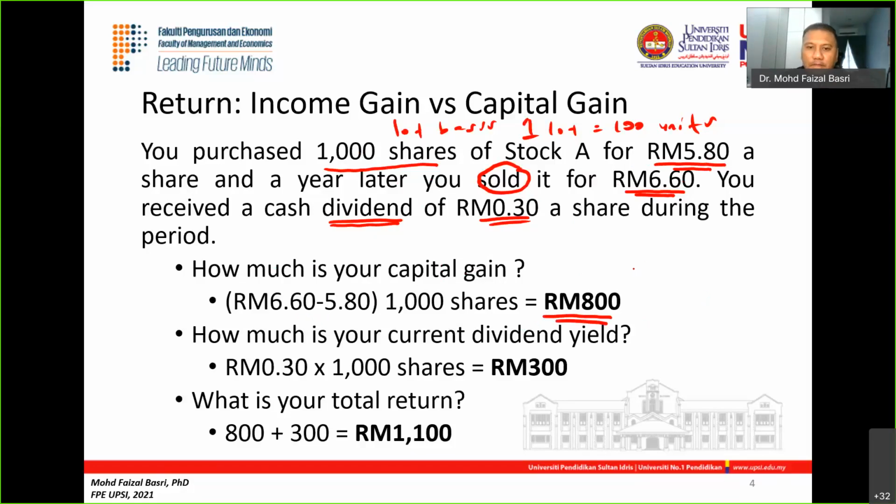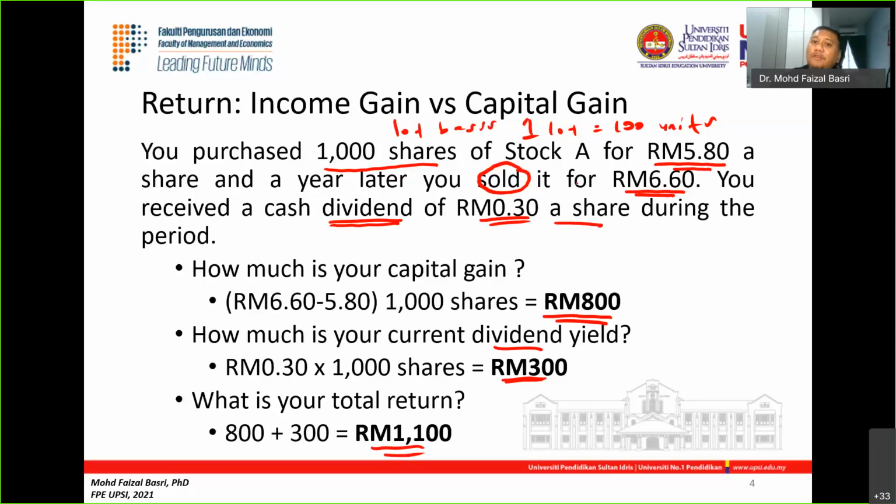And on top of that, in terms of the dividend returns, they receive 30 cents per share. So 30 cents multiplied by 1,000 shares, this person received RM300 in terms of income returns. So in total, the return is equivalent to 1,100 ringgit. So this is the composition of returns from income versus capital gain.